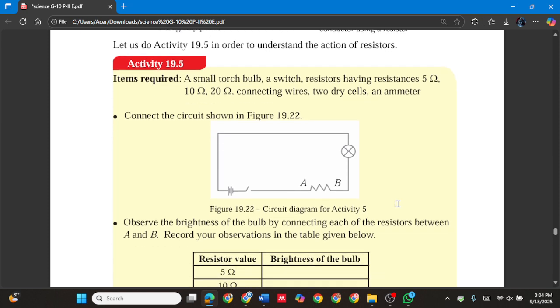So here we are getting another activity. The items we need are a small torch bulb, a switch, resistors having resistance of 5 ohm, 10 ohm and 20 ohm, connecting wires, and 2 dry cells. Here 5, 10 and 20.